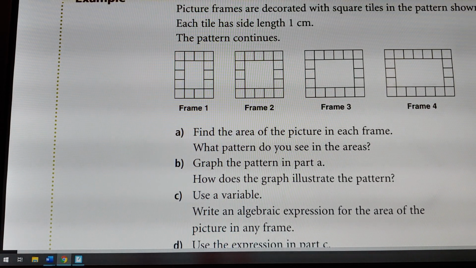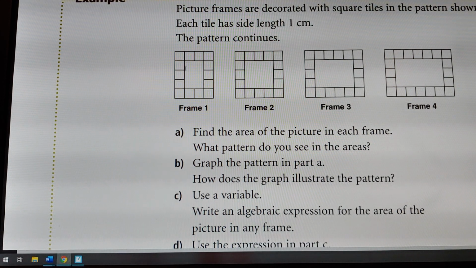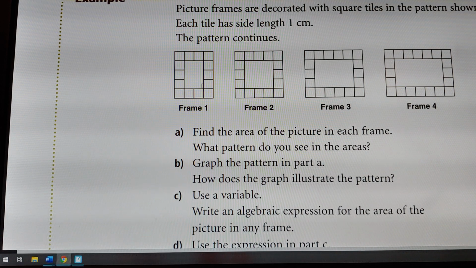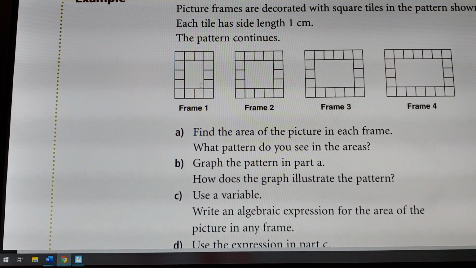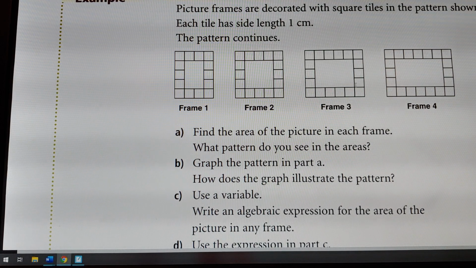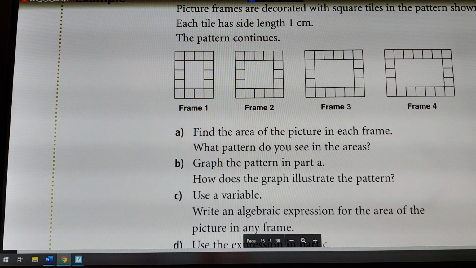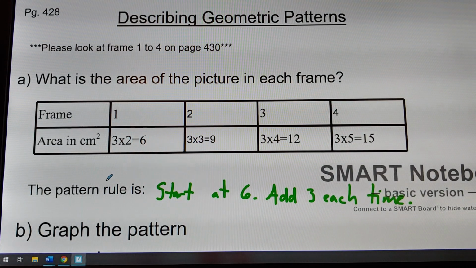And the first thing it asks us, find the area of the pictures in the frames. So area, we are talking about length times width, all right? So this would be a 2 by 3. This would be 3 by 3. This would be 3 by 4 and 3 by 5. So it's the area inside of the frames that we're discussing. So we'll flip back to the lesson.